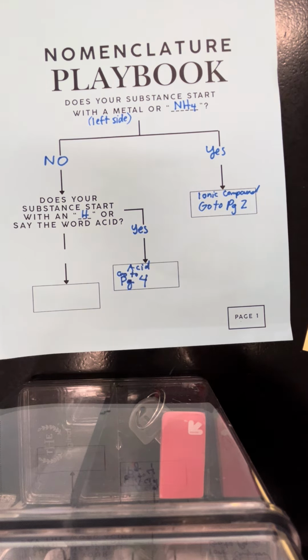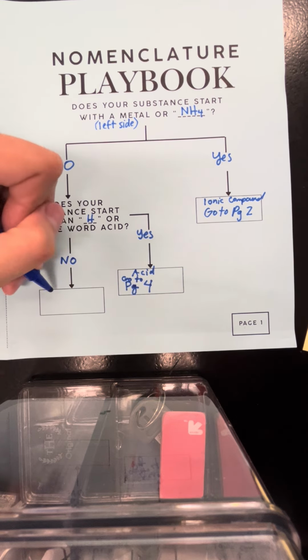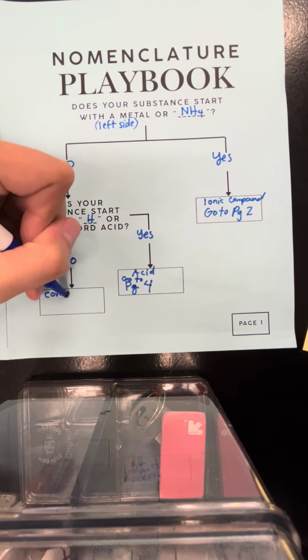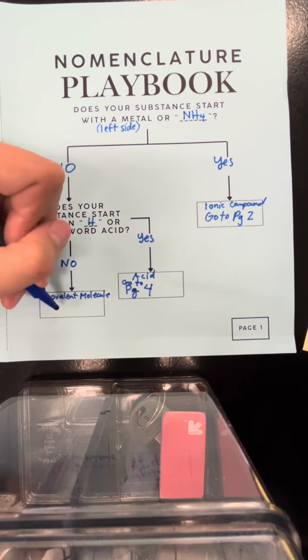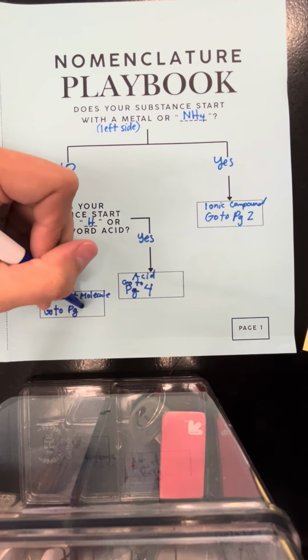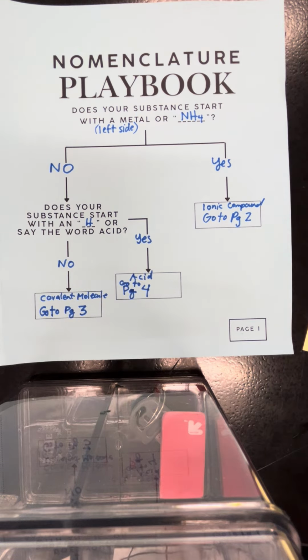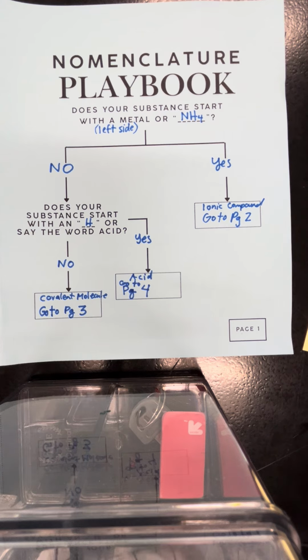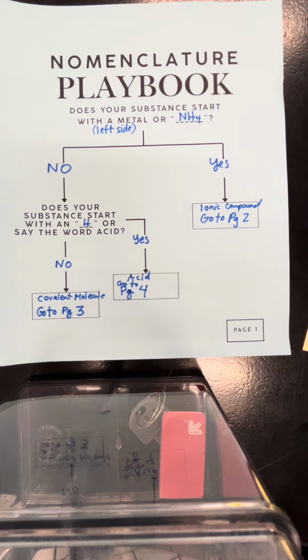All right, and then finally, if your answer was no to that H and acid question, then you're left with dealing with a covalent molecule. And that means you're going to go to page 3 to follow the naming rules. So guys, I'm telling you right now, every single time you need to name something, you need to ask yourself these 2 questions. It will guide you through everything else, I promise you.